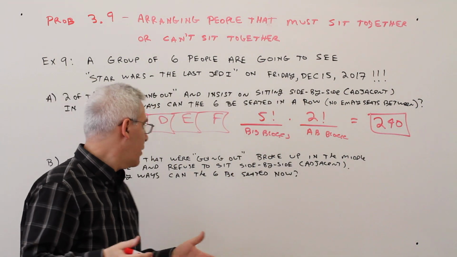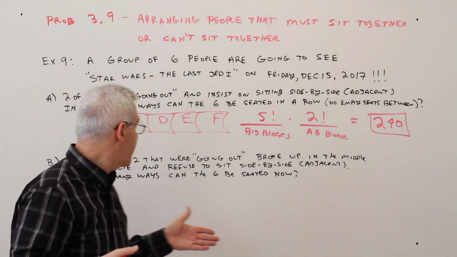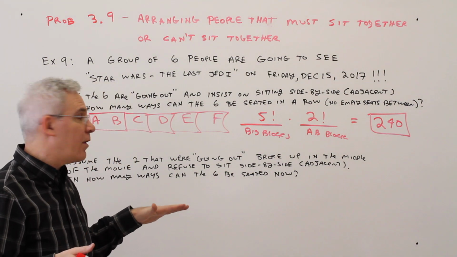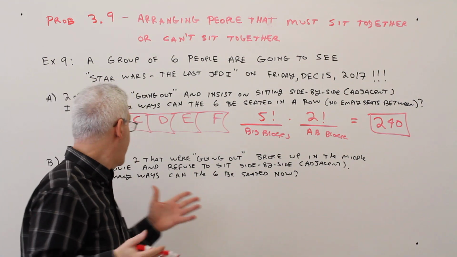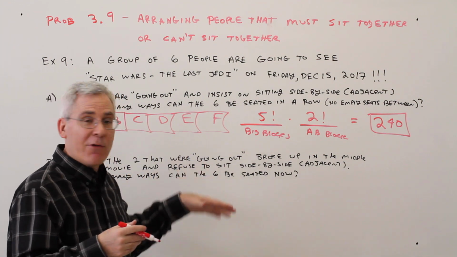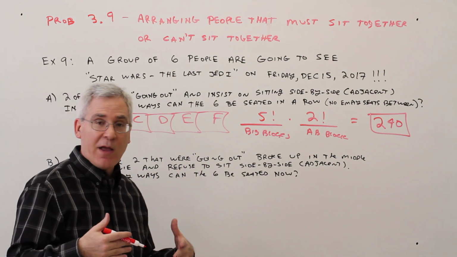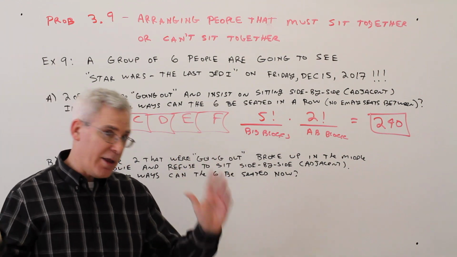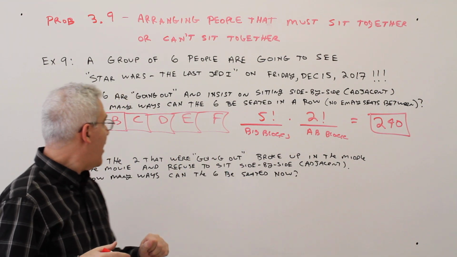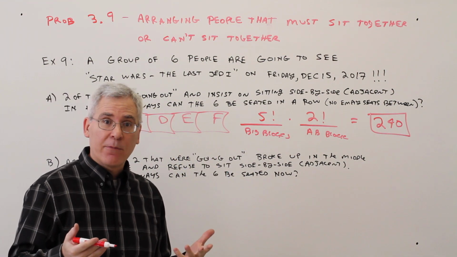Okay, not too bad. This problem's a little bit more challenging. So now assume that the 2 that were going out broke up in the middle of the movie. So now they refuse to sit side by side, adjacent. So everybody's got to get up and rearrange themselves. How many ways can the 6 be seated now?